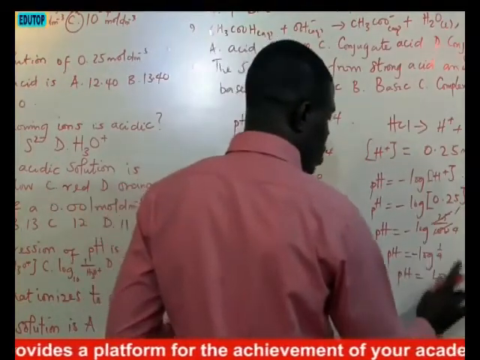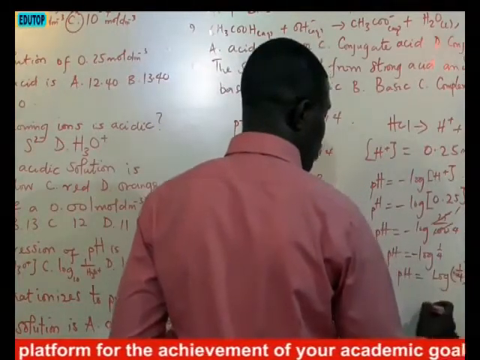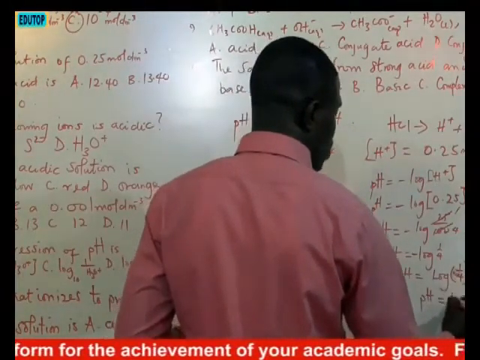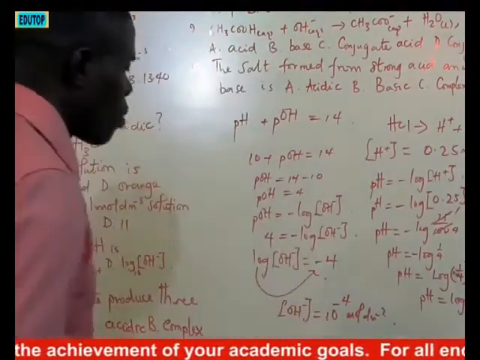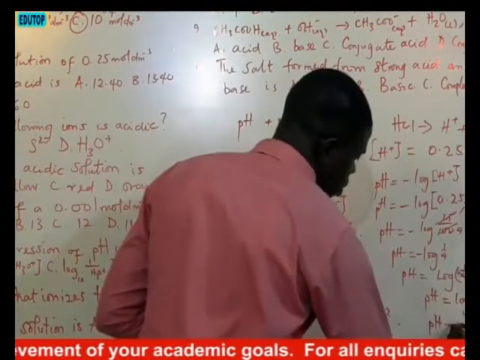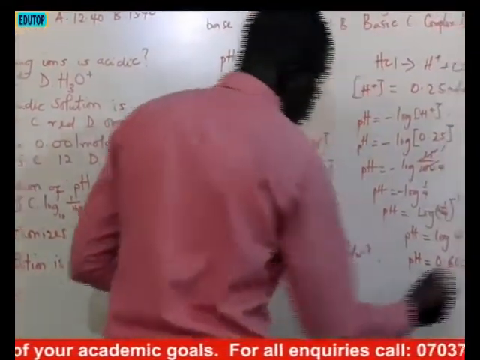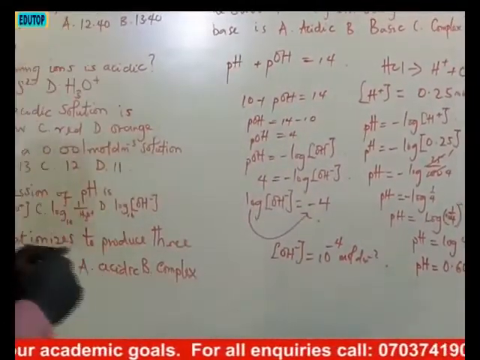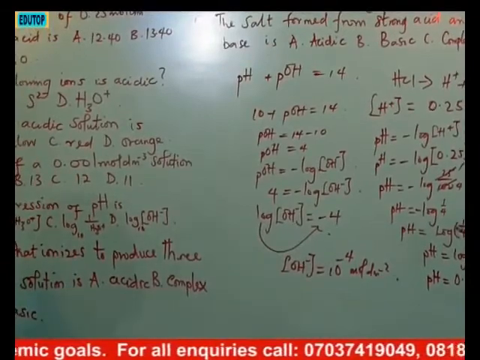Because when this one comes here, it will become 1 over 4 raised to power minus 1, which will definitely be pH will be log of 4. Now what is the log of 4? So then log of 4 is 0.6021. That is the log of 4. But the question never asks us for the pH, rather the what?